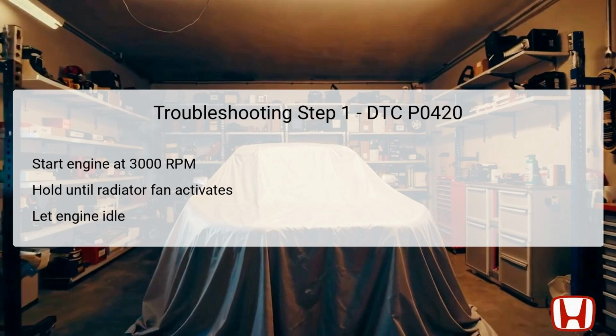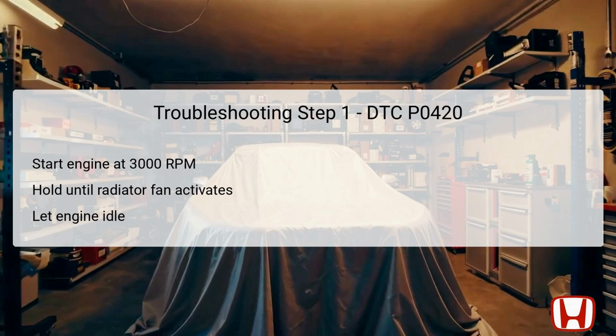The first step in troubleshooting DTC P0420 involves starting the engine and holding the engine speed at 3,000 RPM without any load. This means that if you have a continuously variable transmission, CVT, the gear should be in park or neutral. For manual transmissions, it should be in neutral as well.